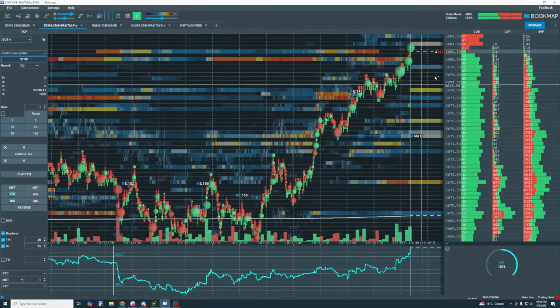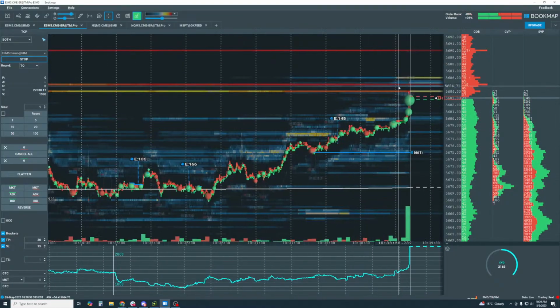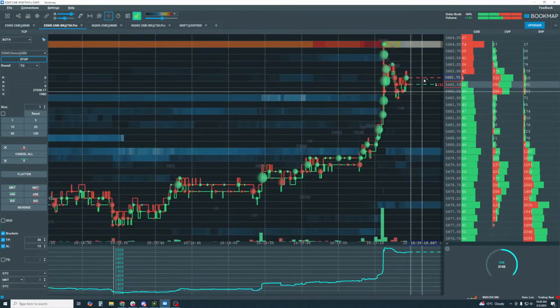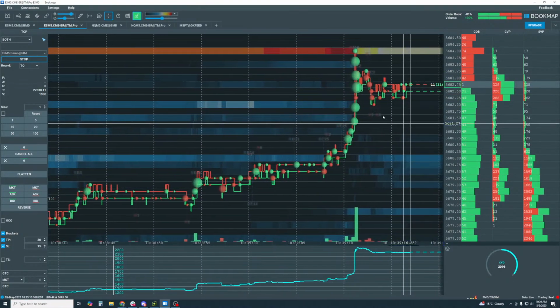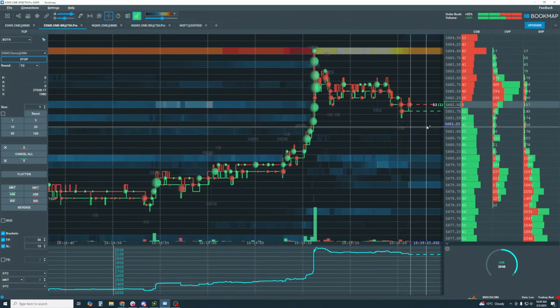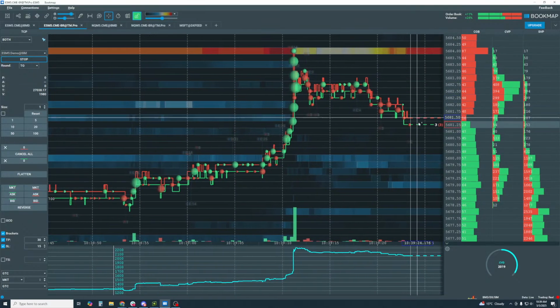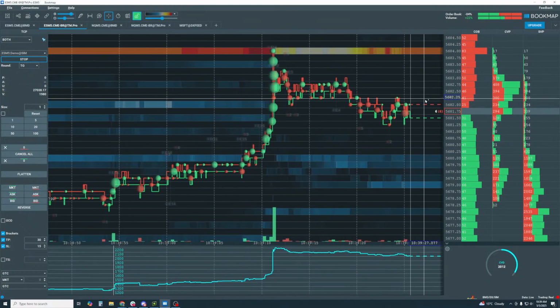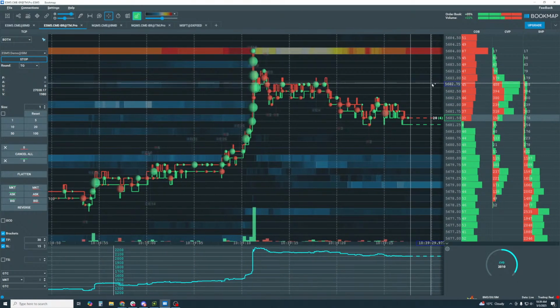Okay, all right, so now we're getting our buyers. Now we're getting our impulse move. Okay, so let's look for that pullback. And where is it going to happen here? You can look at your volume profile in here as well. Okay, and we're retracing down, and we're looking for our buyers to come back in.